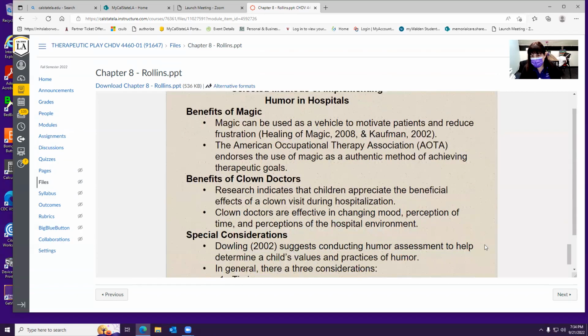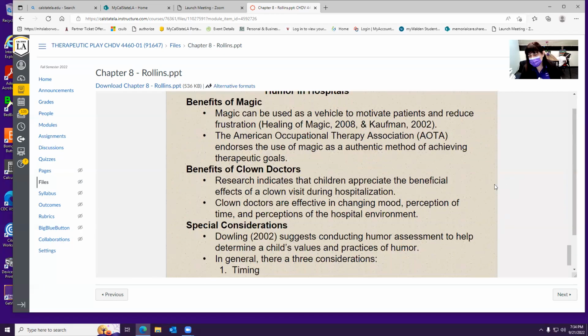There are benefits of magic, of course. Magic can be used as a vehicle to motivate patients and reduce frustration. The American Occupational Therapy Association endorses the use of magic as an authentic method of achieving therapeutic goals. Benefits of clown doctors. Research indicates that children appreciate the beneficial effects of a clown visit during hospitalization. Clown doctors are effective in changing mood, perception of time, and perceptions of the hospital environment.